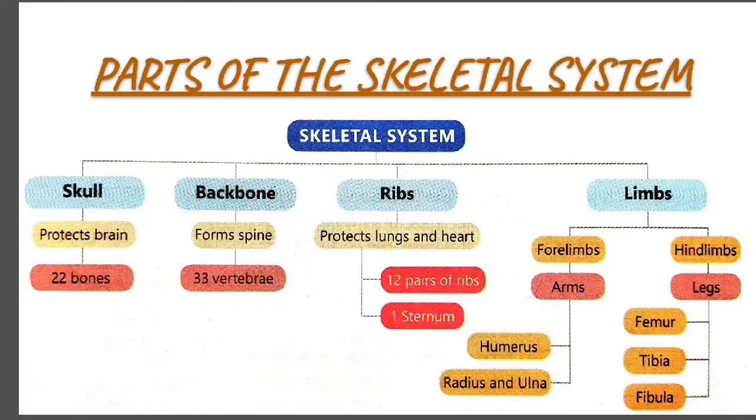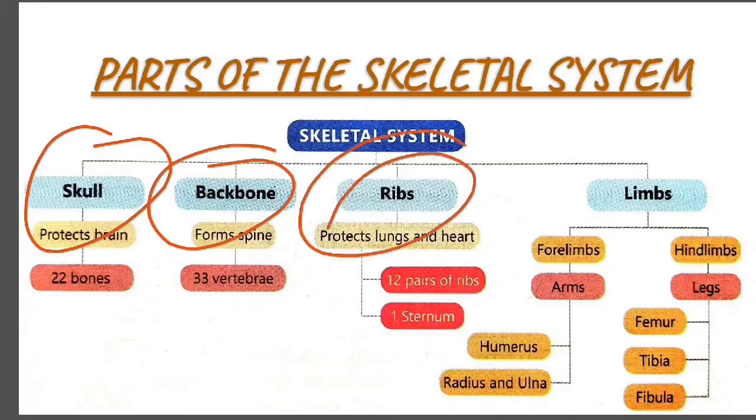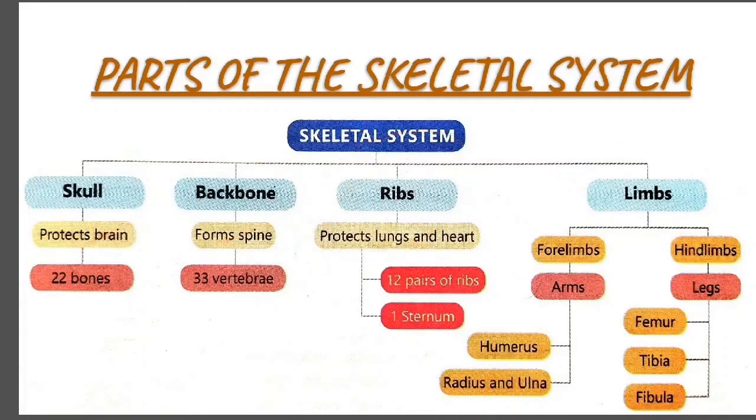The skeleton system basically has 4 major parts: skull, backbone, ribs and limbs. Further, their functions are written here. The skull protects your brain, the backbone forms the spine, ribs protect lungs and heart, and limbs are of 2 types: one is your arms and another is your legs. We are going to talk about these things deeply further, so let's go ahead.